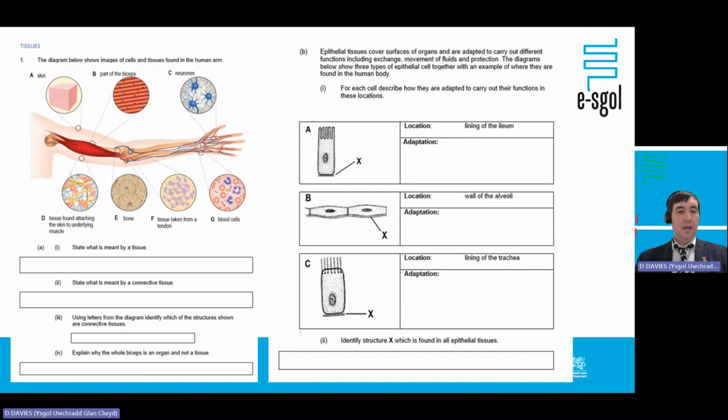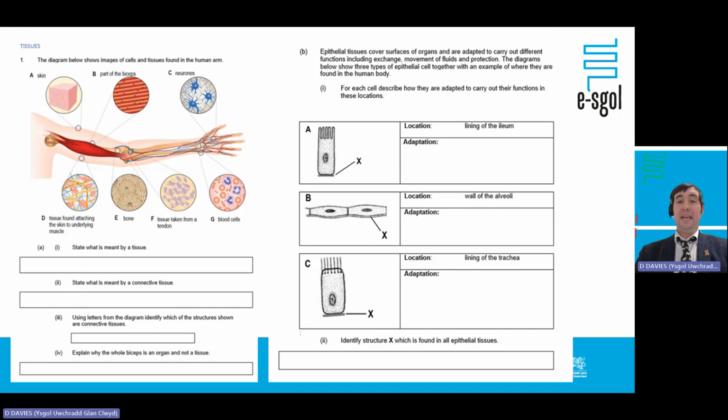Yeah. Letters from the diagram, which structures shown are connective tissues? Okay, so there may be more than one, just saying. So you need to choose a letter there. Explain why the whole of the bicep is an organ and not a tissue. So again, you need to know the difference between an organ and tissues here. Okay, so bicep, obviously it's not just muscle, is it? There are other things involved, aren't there? Okay.